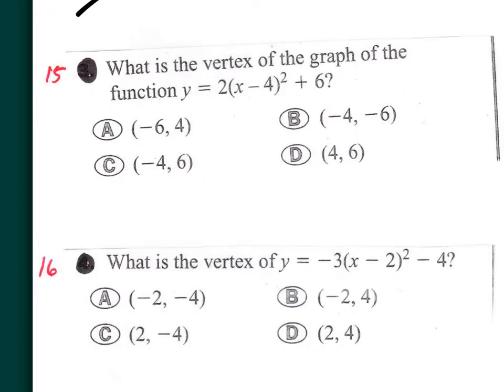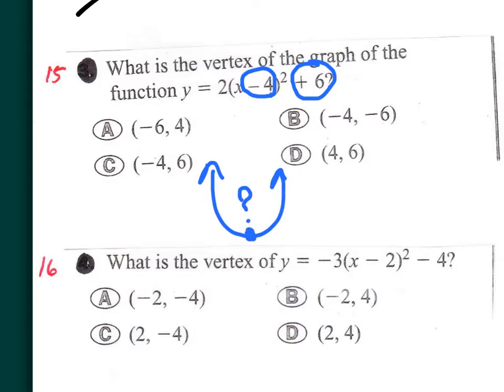Okay, as we jump down to number 15, what is the vertex of the graph of the function y equals 2 times the set x minus 4, that set squared, plus 6? If you use your notes, remember, we want to key in on these two guys right here. You've got to do something with the signs to help figure out what the vertex of the function is. Remember, your function is going to look something like this. What's the vertex point there? That's what we're looking for.